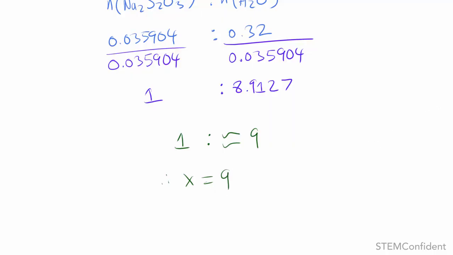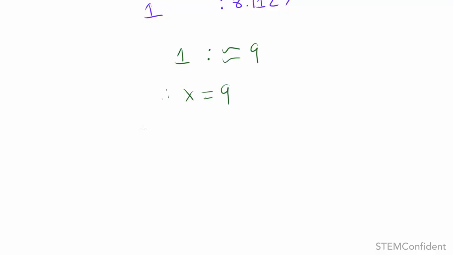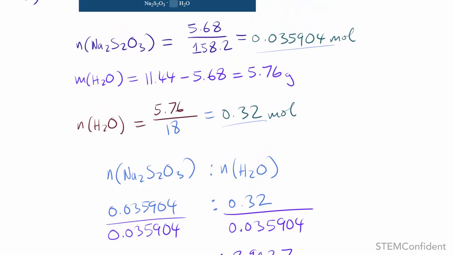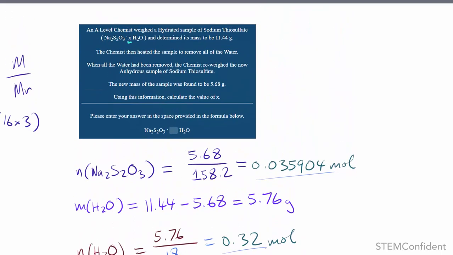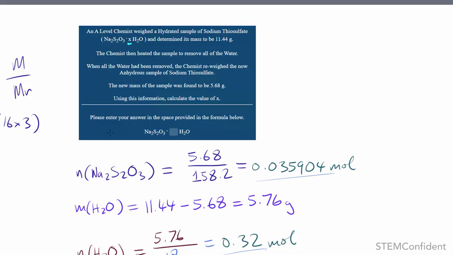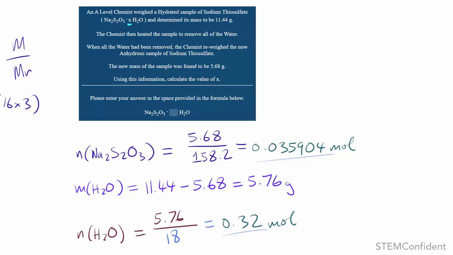Now because x is equal to 9, our formula is effectively going to be Na₂S₂O₃ dot 9H2O. So in this particular case up here, where it says enter your answer in the space provided, what we're going to have is a 9, okay? All right.